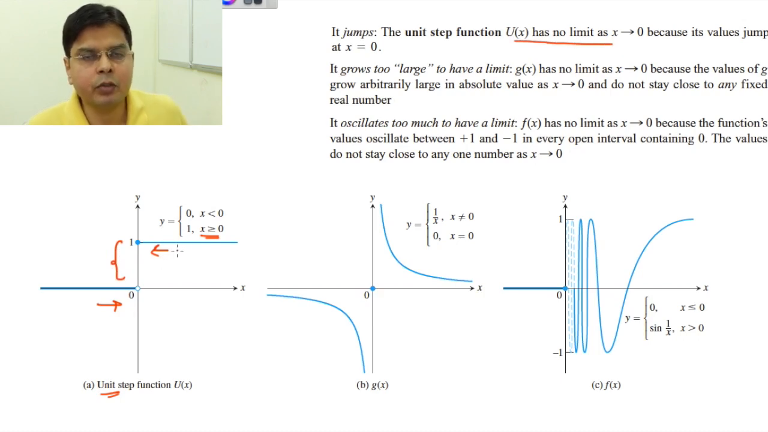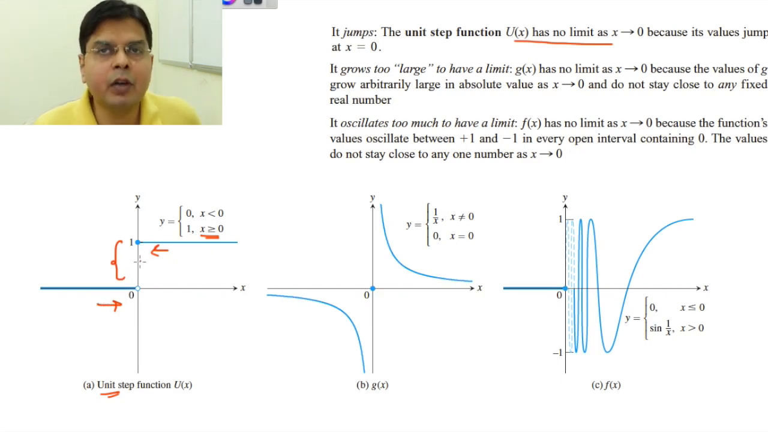And this also does not have a limit, because the right hand limit is not equal to the left hand limit. This concept of one-sided limit I will explain in the next slide, but even without that concept, you can see that this function has got a jump, therefore it will not have a limit here.